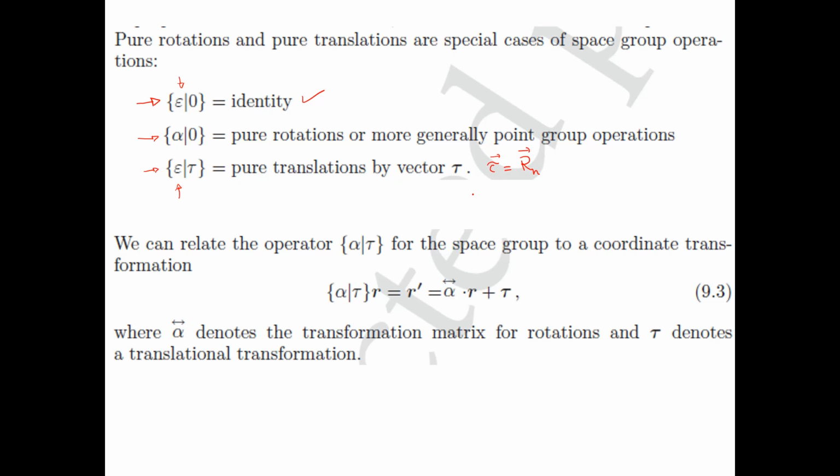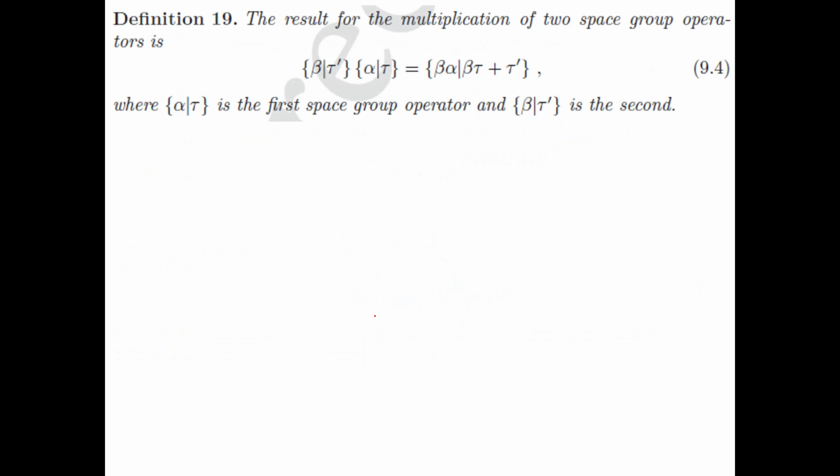So now going back to the question that I proposed, how can we relate this operator alpha tau of the space group to a coordinate transformation? You should see this as a definition of this operator, how it acts on a certain vector R. It takes R to another vector R prime, in which you rotate by the matrix alpha and you translate by tau. So first you rotate by a certain transformation matrix. It's not only rotations but also other operations like reflections and inversion, and then you translate by tau. So this is the definition of this compound operation alpha tau. Okay. All right.